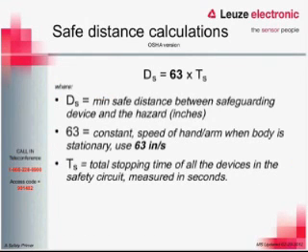So the OSHA version is very simple. Our D sub S, which is our safety distance, equals 63 times the T sub S, which is our stopping time. So 63, which is the speed of a human hand, 63 inches per second, times the time it takes the machine to stop, gives us our safety distance.